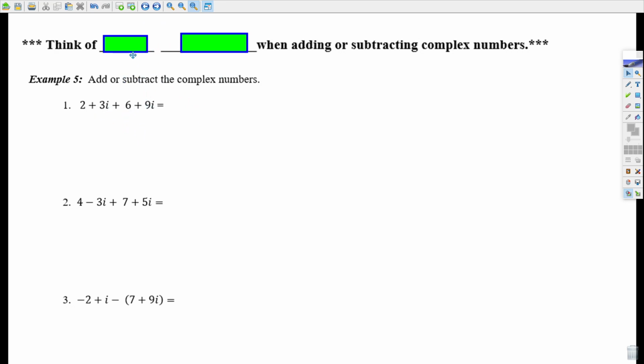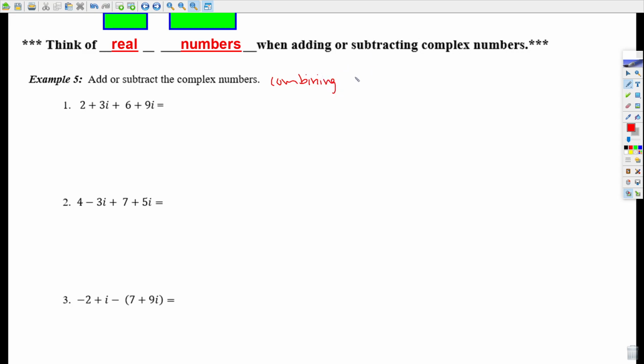Whenever you put these together, just think about i's as being regular variables. We're going to think of these as just being real numbers instead of imaginary when we add or subtract complex numbers. As an example, if we're going to do 2 plus 3i plus 6 plus 9i, we're just combining like terms, right? That's all we're doing, combining like terms.